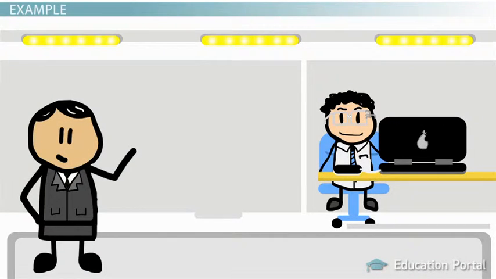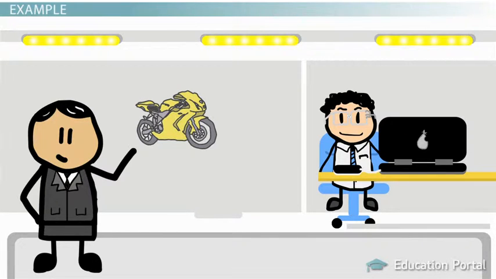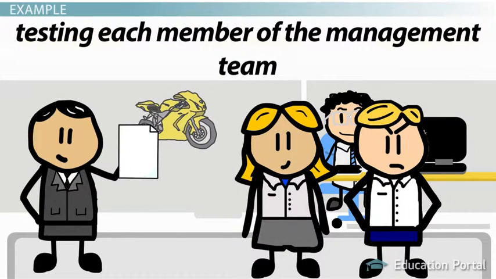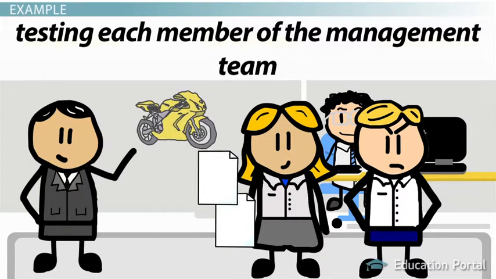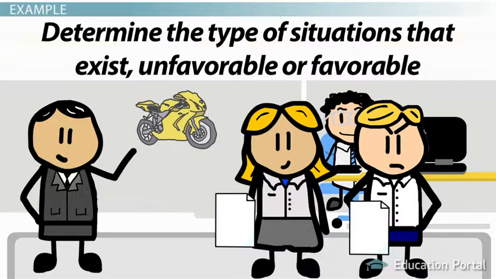The concept is far simpler than it appears. Let's use an example to clarify it. Let's say you are hired as an outside consultant for a motorcycle company to assess management effectiveness. You decide to use the contingency management approach to assess and advise the company. You begin by testing each member of the management team to determine his or her LPC score. You then determine the type of situations that exist at the company and determine that most of the situations are either unfavorable or favorable situations.